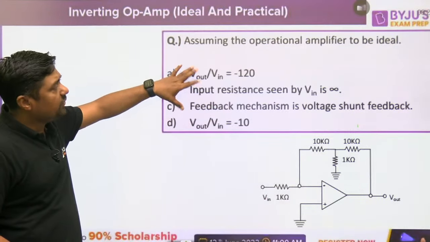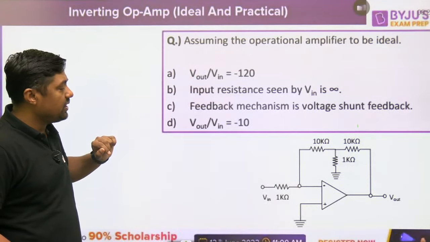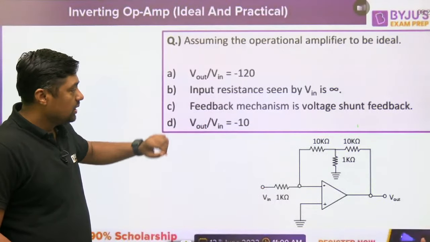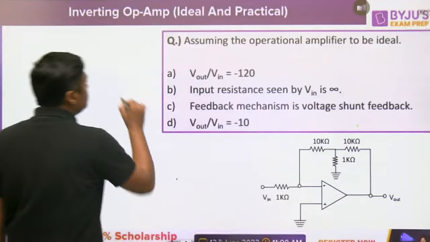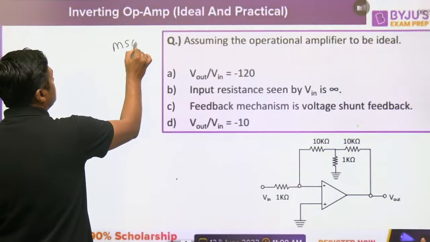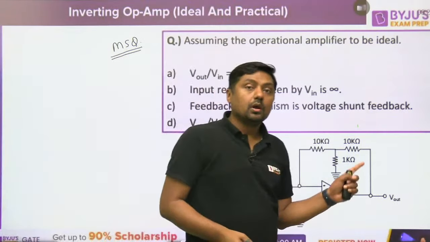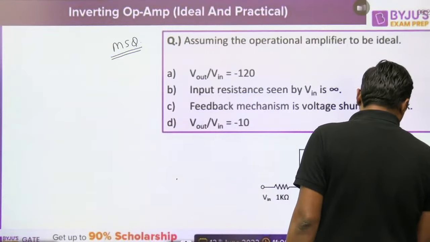The question: assuming the operational amplifier to be ideal, what is the gain? Input resistance seen by Vin. Vin is connected here. Feedback mechanism. This is an MSQ, and it is a standard diagram. Now, there are two or three different approaches to solve this question.